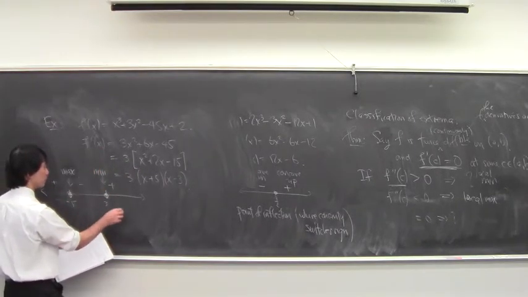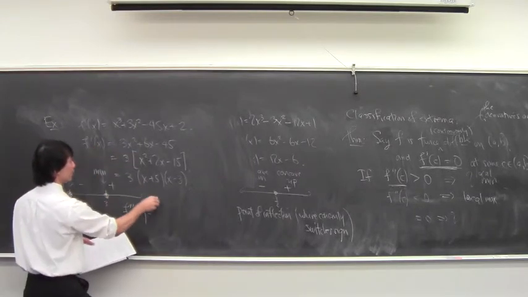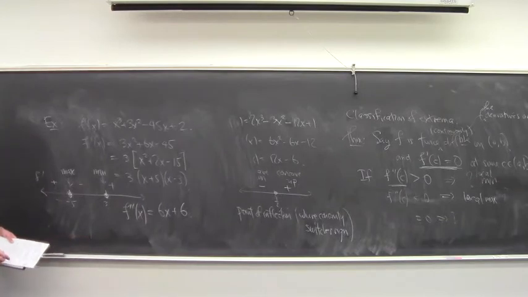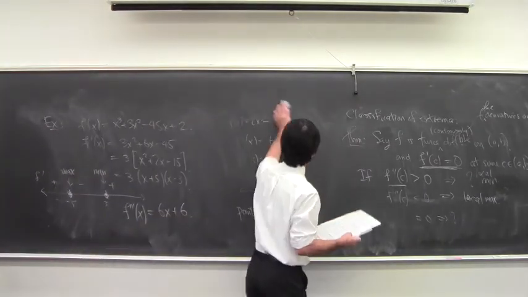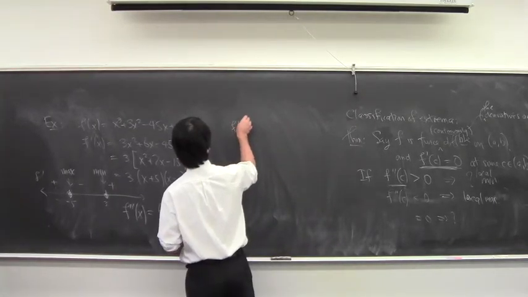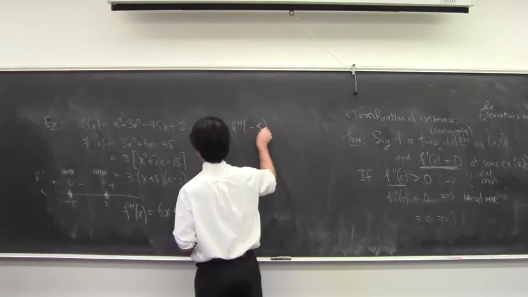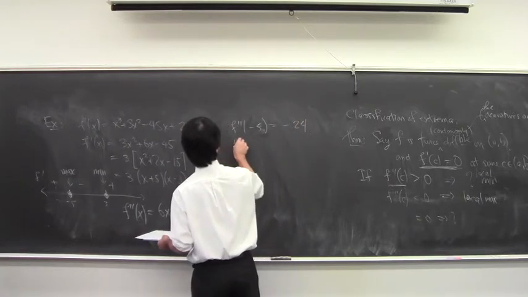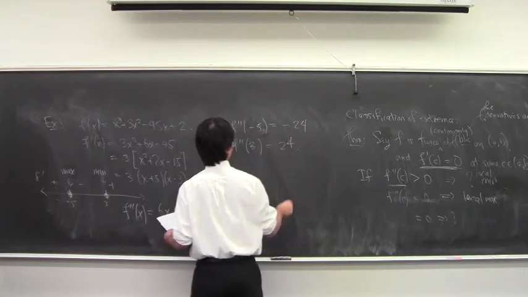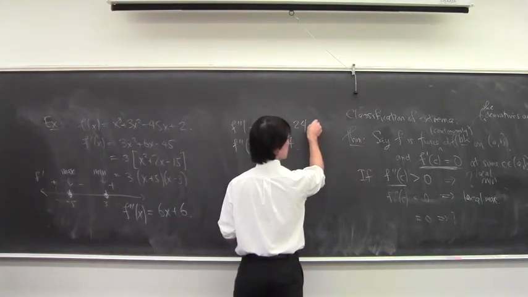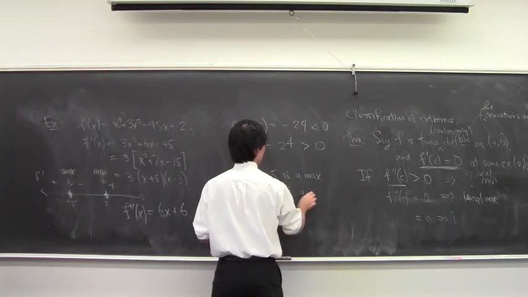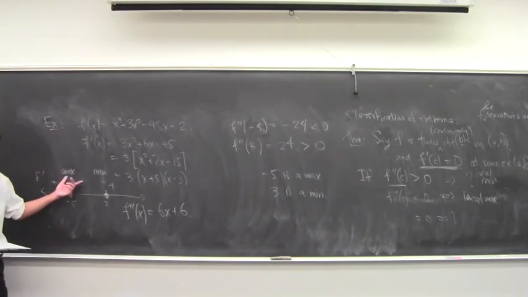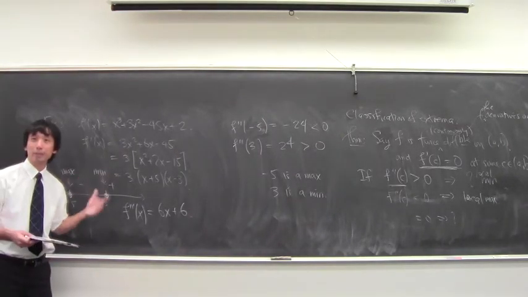If we look at the second derivative, it's going to be 6x plus 6. And we see that f double prime at negative 5 is negative 24, and f double prime at 3 is 24. And so since this is negative, we see that negative 5 is a max, and since this is positive, we see that 3 is a min. Okay. So again, we get the same answer, but just by a different method.